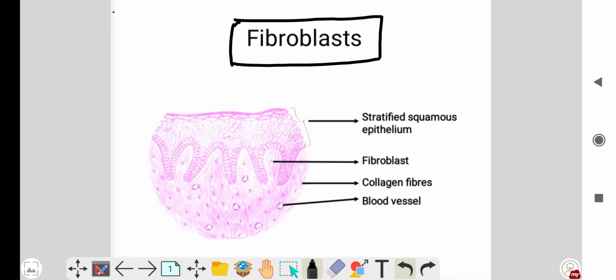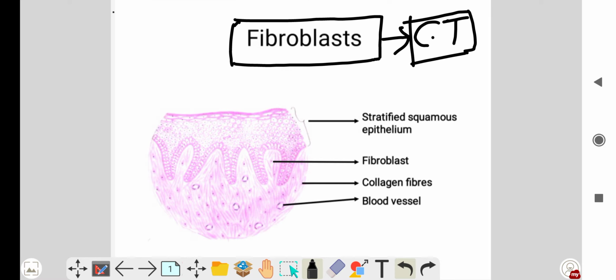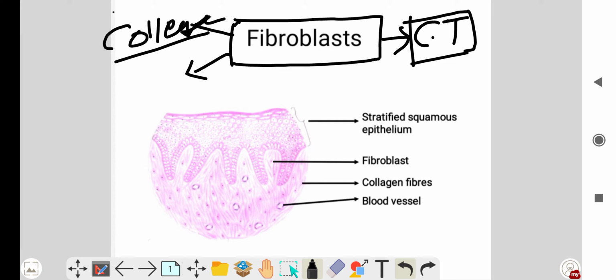Fibroblast is the most common and most abundant cell of connective tissue, found in almost all connective tissue. So, what is the function of fibroblast? The two most common functions are the secretion of collagen fiber, since all the collagen fiber is mostly secreted by the fibroblast, and the secretion of extracellular matrix. These two are the most common functions of the fibroblast.